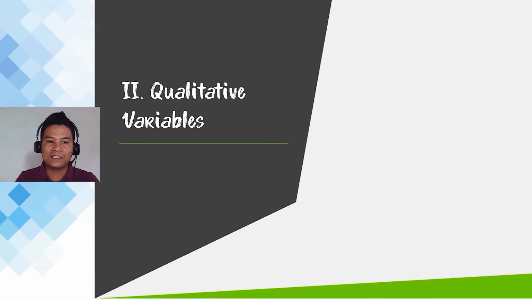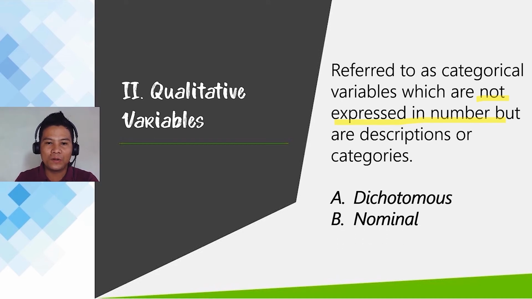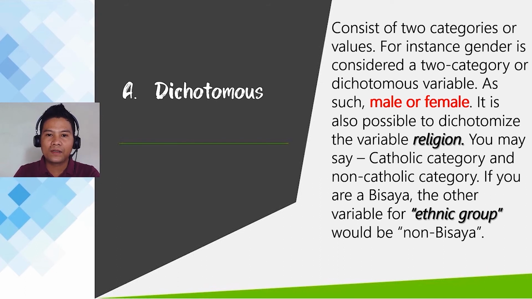Moving on to qualitative variables. These are referred to as categorical variables which are not expressed in numbers but are descriptions or categories. Take note of that. We have dichotomous and nominal as well as ordinal. Dichotomous. It consists of two categories or values. For instance, we have gender. Gender is considered a two-category or dichotomous variable. As such, we have male or female, so two.